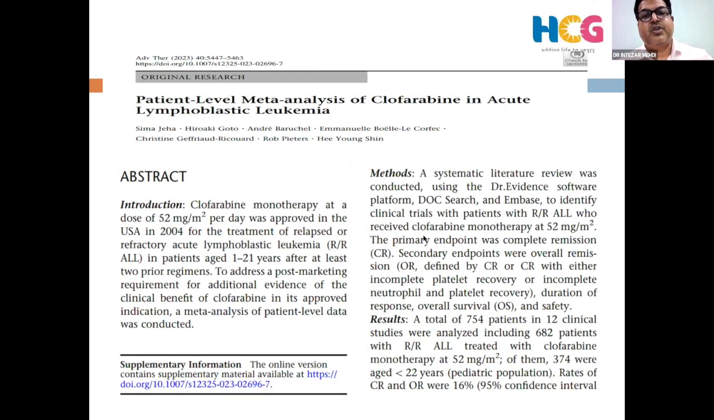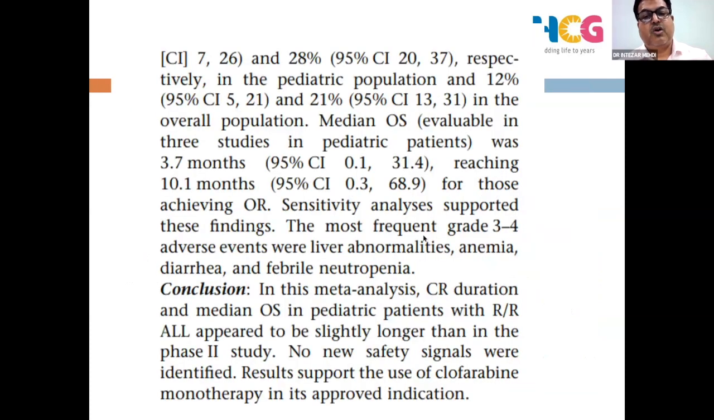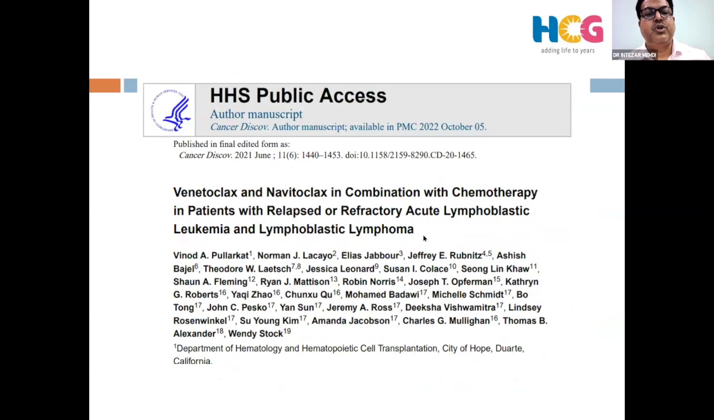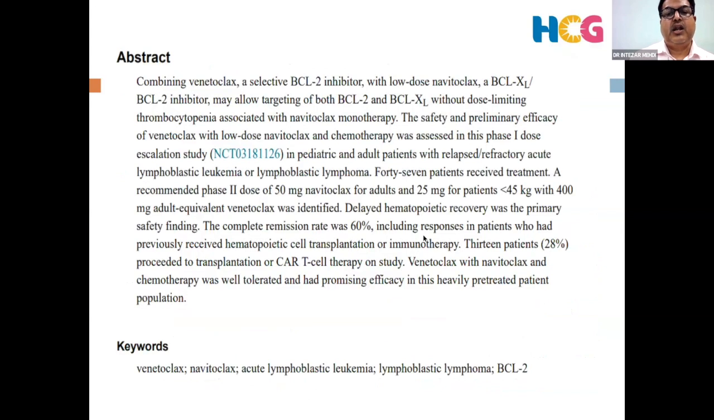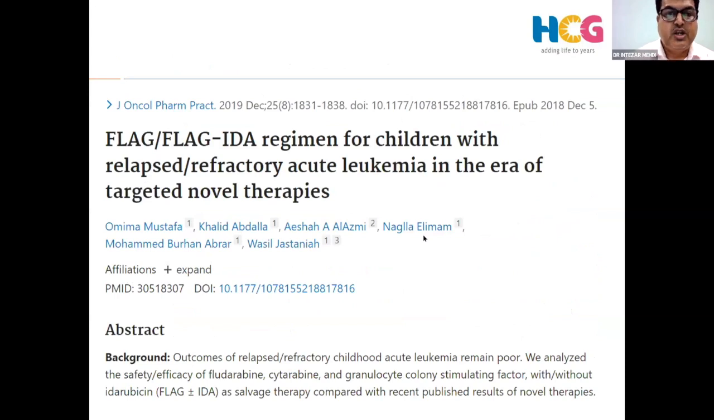And also now in 2023, this is a meta-analysis of clofazimine in acute lymphoblastic leukemia, even as a monotherapy or as a combined therapy, continues to show some 30 to 40% response. And now venetoclax, we all know venetoclax's role in AML, but there is a paper recently, about a couple of years ago, venetoclax and navitoclax with chemotherapy in patients with relapsed refractory ALL, and this is also showing about 60% responses in this heavily pretreated population.